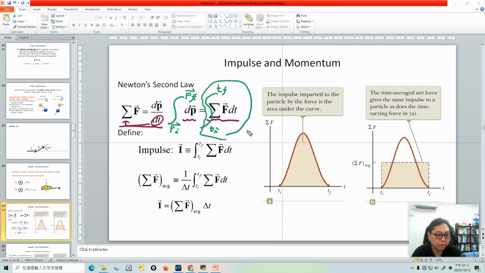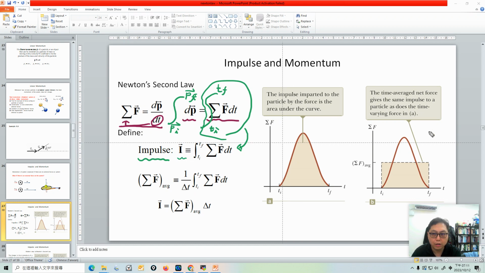I give this term a new name, called impulse. Impulse is just the vector sum of F, integrated with respect to time during this time interval. This is called impulse.